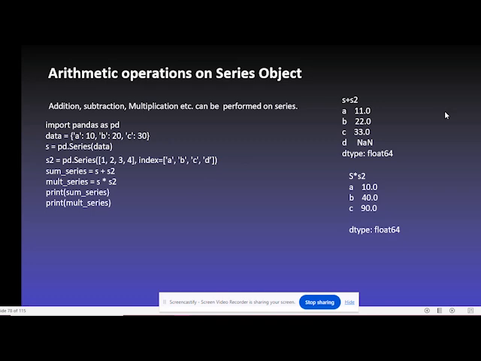See here, S plus S2 is A 11, B 22, C 33, NaN. And we know NaN does not support int values, so the data type is float64. Now next, S star S2.